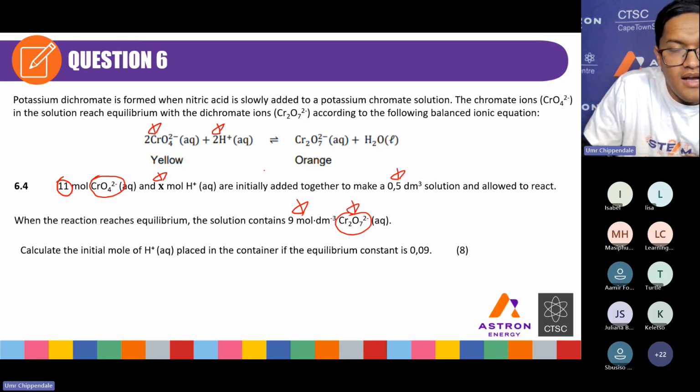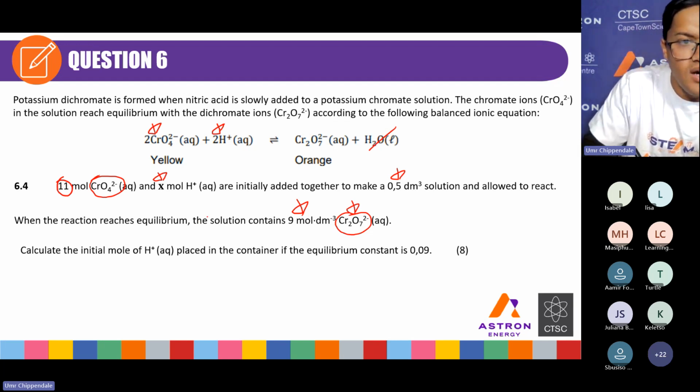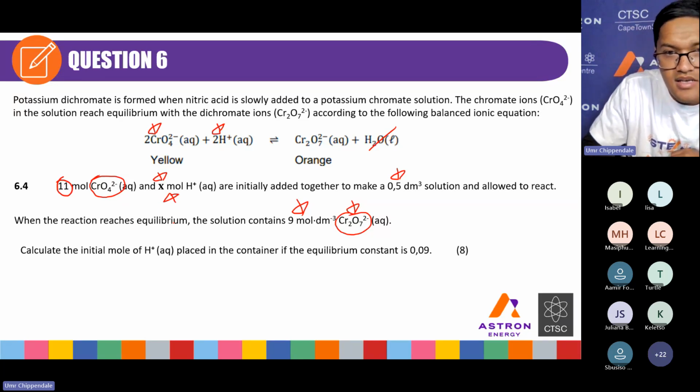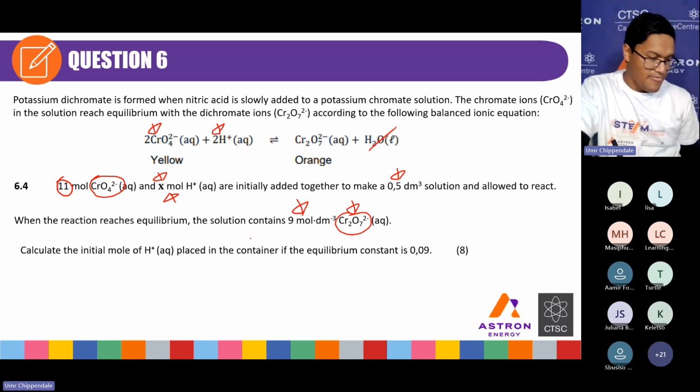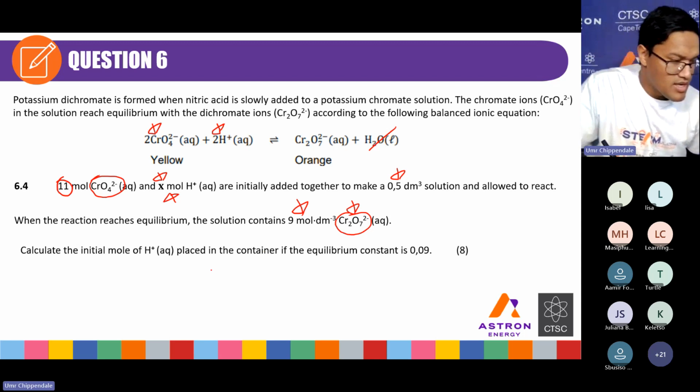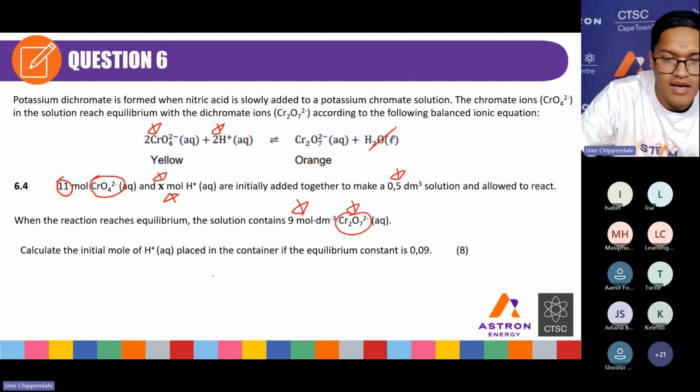Here you see we have a liquid. We will not put that liquid inside of our Kc expression, so we will only deal with our 2 reactants and our product. Here it says, calculate the initial moles of our hydrogen ions placed in the container if the equilibrium constant is 0.09. So that's what we're going to be using, right? Just that amount.